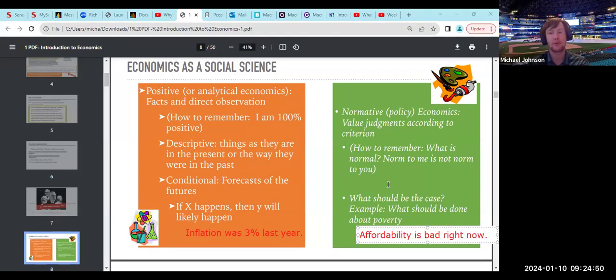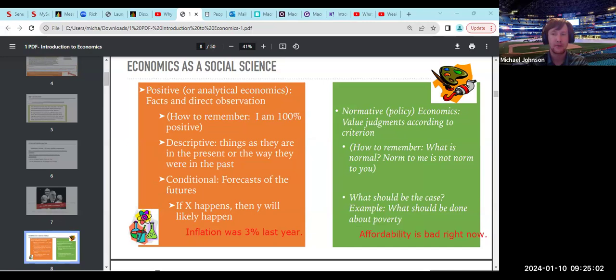With normative, you can't prove it. It's just a statement about something. While positive, you can prove it with a stat. So that's the difference here. And I'll put this in the chat for everyone.